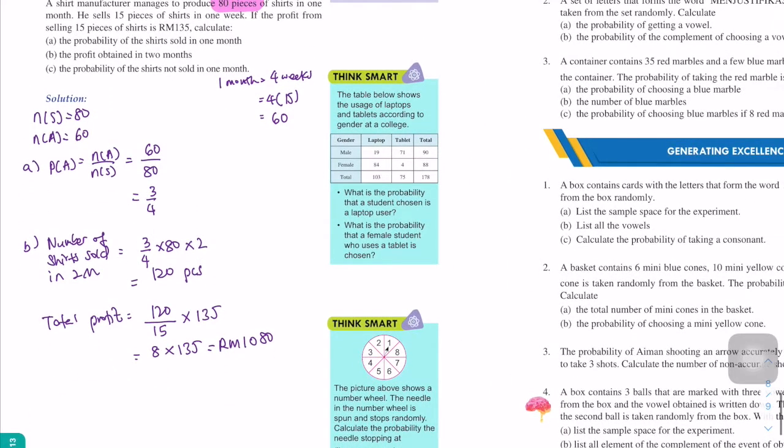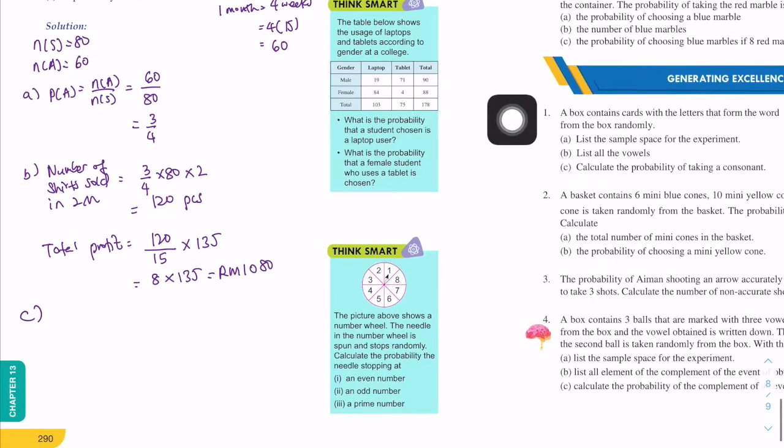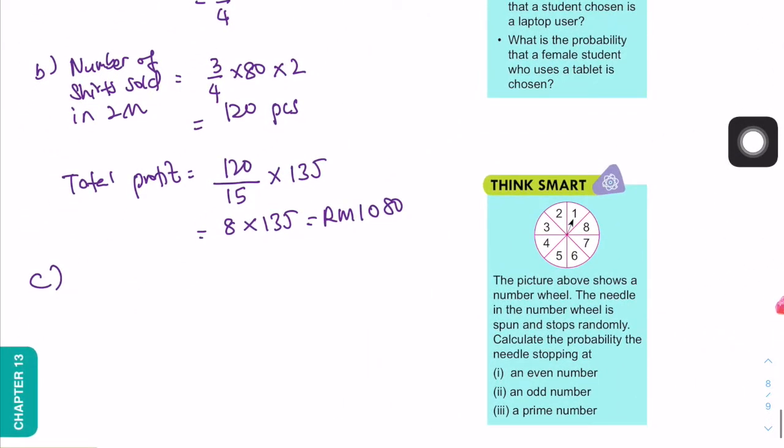And finally C, what is the question for C? The probability of shirt not sold in 1 month. So we can use the complement of an event. So P(A prime), yang tidak dijual, is 1 minus probability yang kita jual. So 1 minus 3/4, we get 1/4.